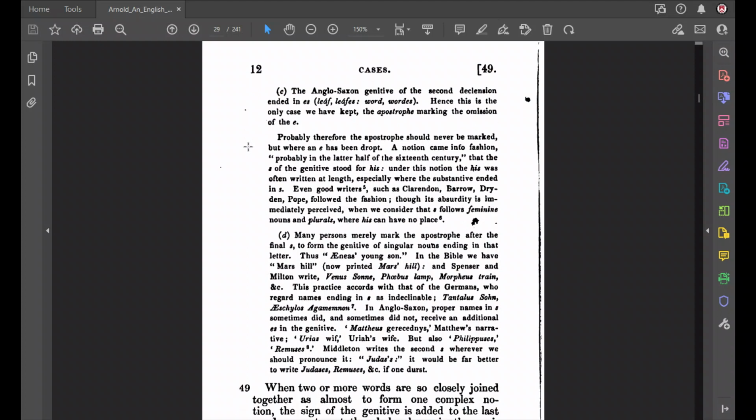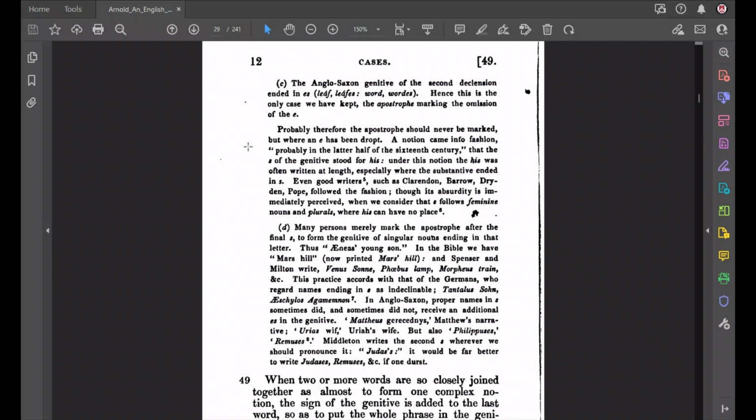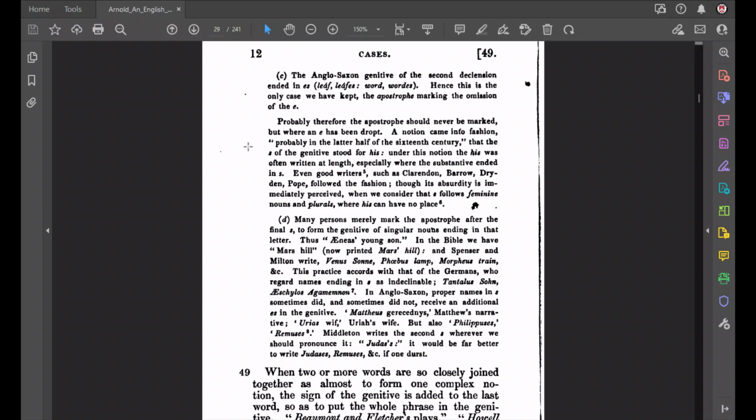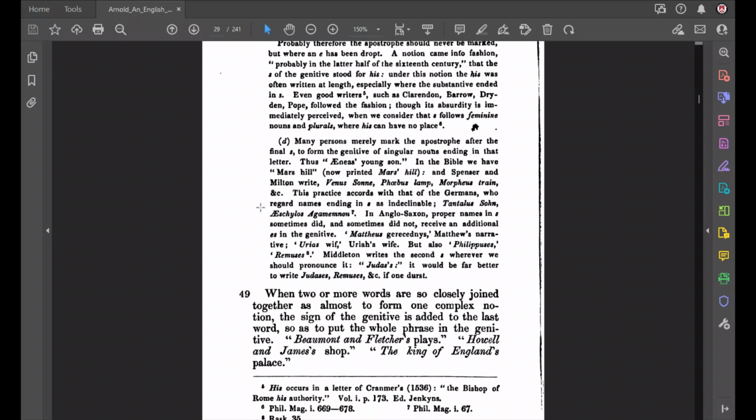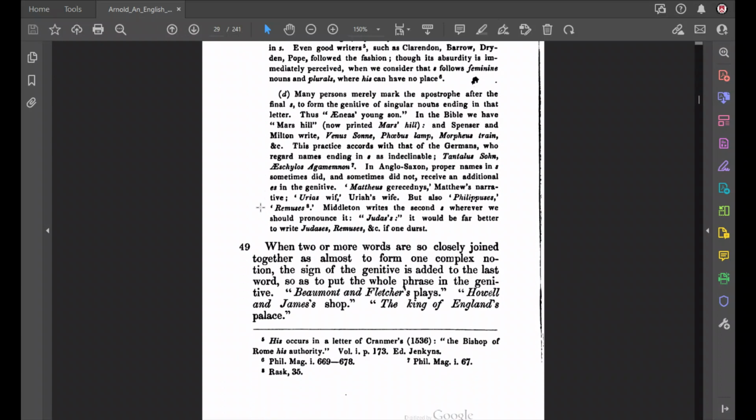We're going to skip note C. If you're interested in these little historical notes that they add, you can read them. Sometimes they're just trivia and they really don't help us at all. C and D we're going to skip and get down to paragraph 49.